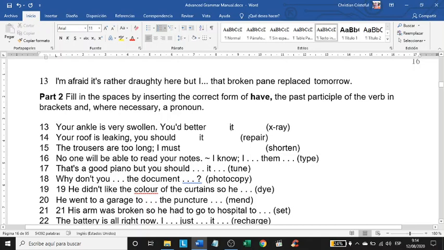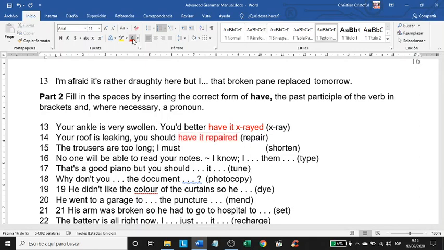Here's the pronoun it. So your ankle is very swollen. You'd better have it x-rayed. Yes. So it follows the formula. Have plus the past participle of the verb and where necessary a pronoun. The pronoun is it. Have it x-rayed. Then your roof is leaking. Yes. You should have it repaired. Like this. We did this before.